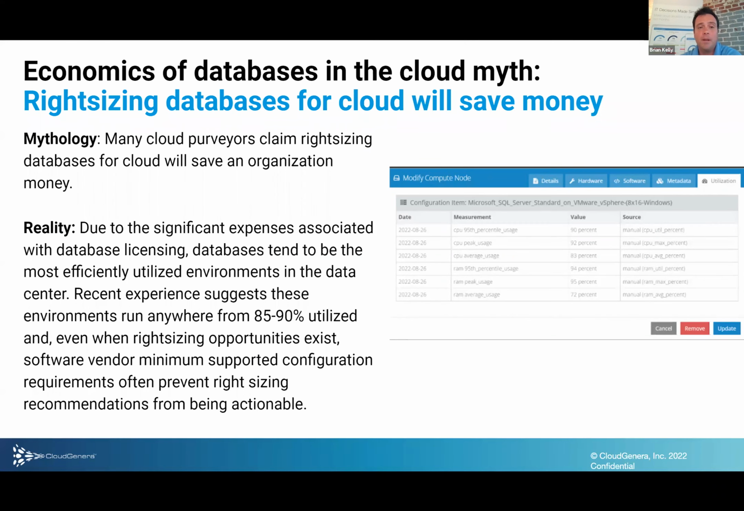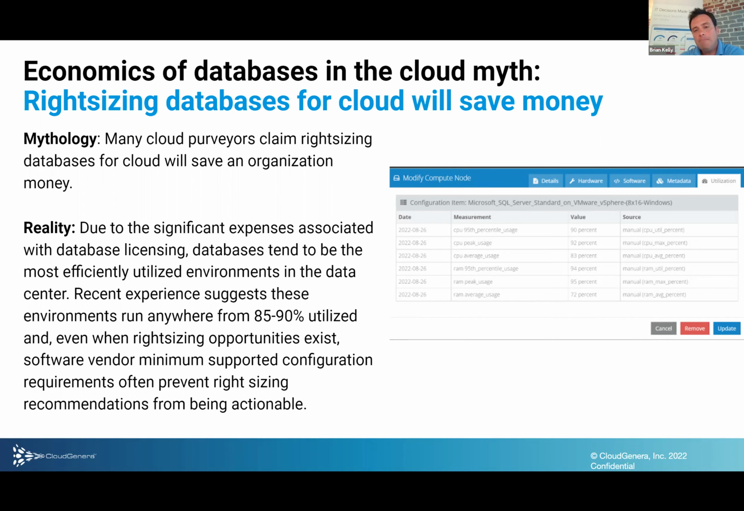In practice, we know that there are significant expenses associated with database licensing. As a result, organizations tend to be super efficient in the utilization of database environments. Recent experience suggests these environments run anywhere from 85 to 90% utilized. And even when a right-sizing opportunity exists, if the database workload is associated with a commercial off-the-shelf application, that vendor may have a minimum supported configuration. And a business may not want to take on the risk, thereby making that right-sizing opportunity something that isn't actionable.